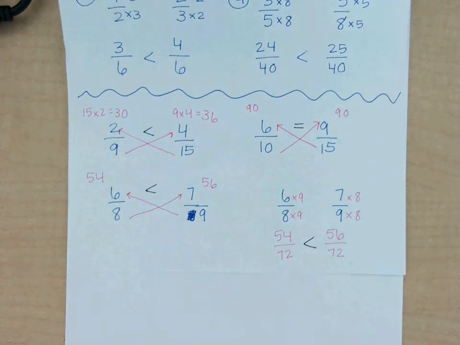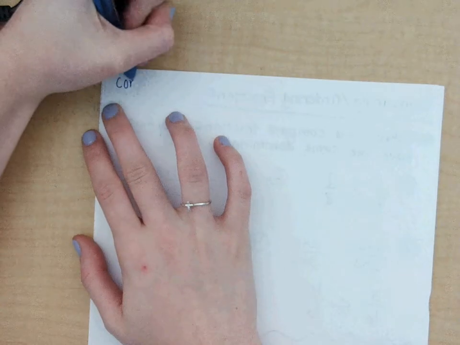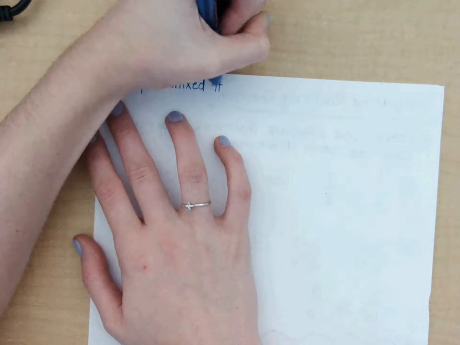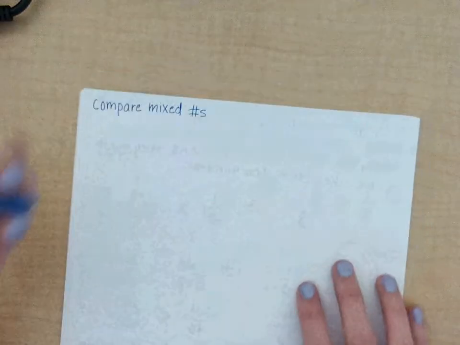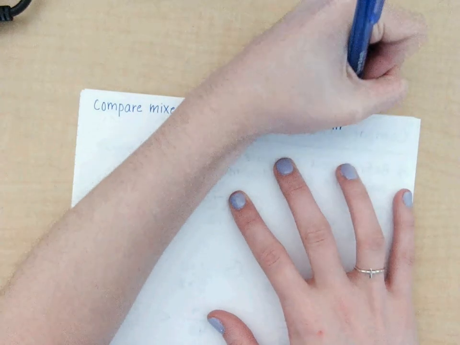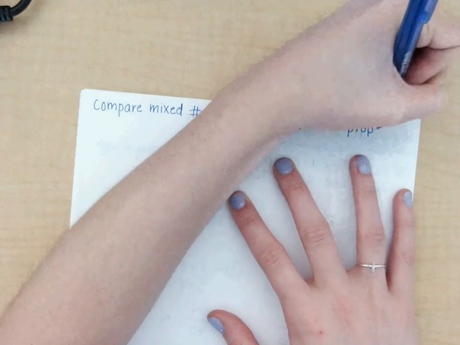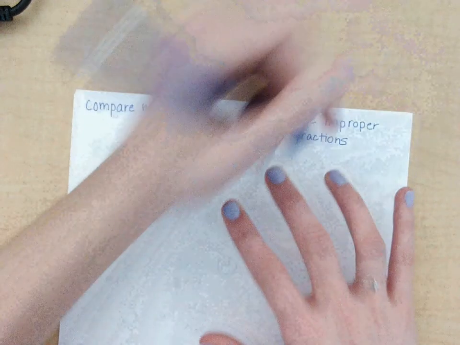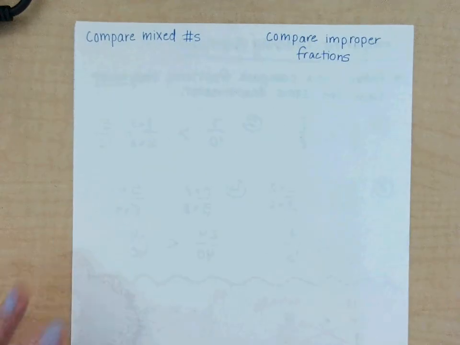Just regular old fractions. Okay, so now we're going to look at comparing mixed numbers and comparing improper fractions. Real quick, it's really going to be pretty similar to what we just did, but it's good to go over. This is ordering fractions. How is this ordering fractions? We're not there yet. We're comparing first, and then we'll do ordering. Okay, so we're going to compare mixed numbers first, then we're going to compare improper fractions.